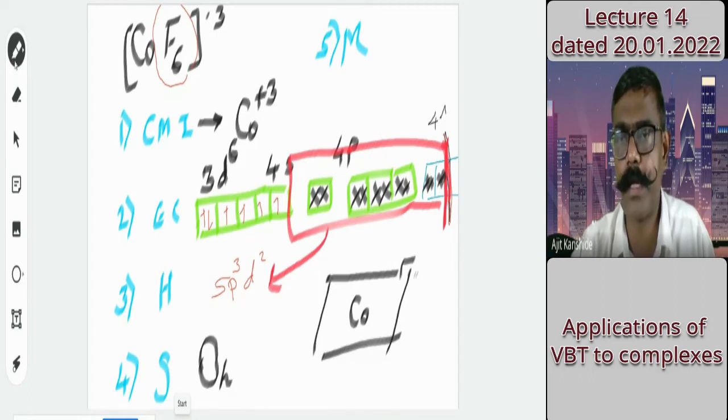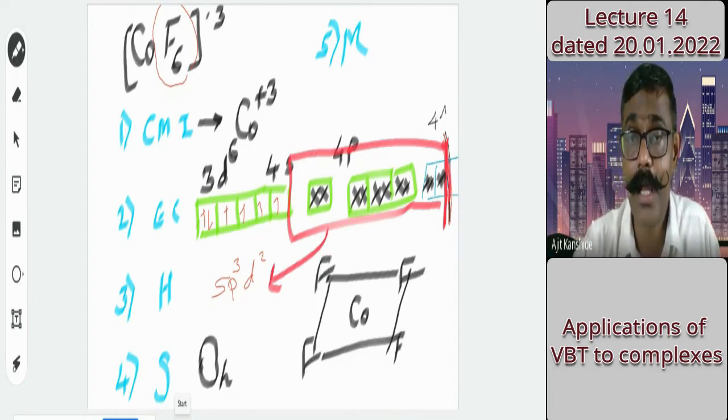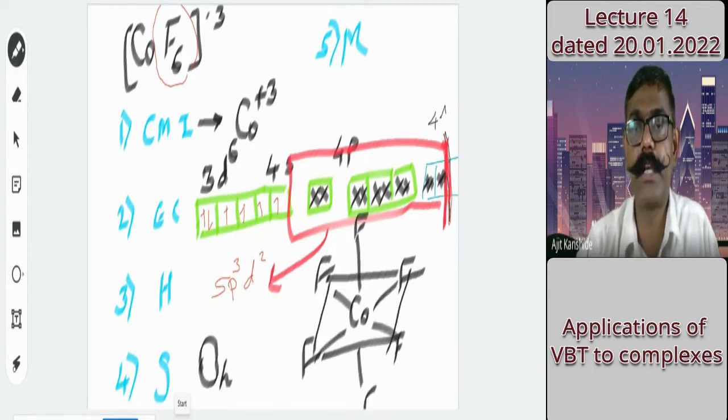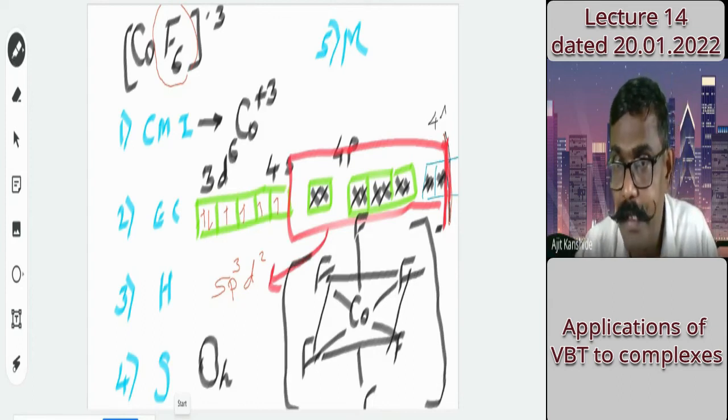And at the corners of the square, ligands will be there. Fluoro ligand, fluoro ligand, fluoro ligand, fluoro ligand. Upside of that, downside of that. So in total, such 6 ligands will be there. And the square bracket is the inner sphere, and the charge on that is -3.